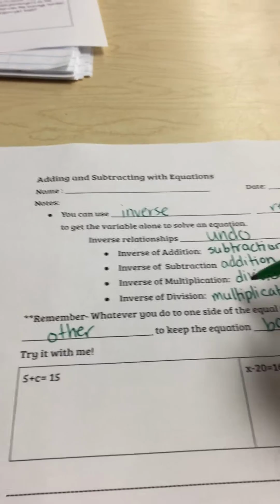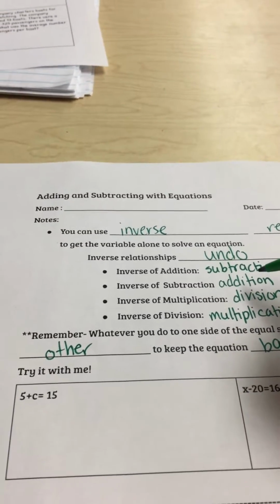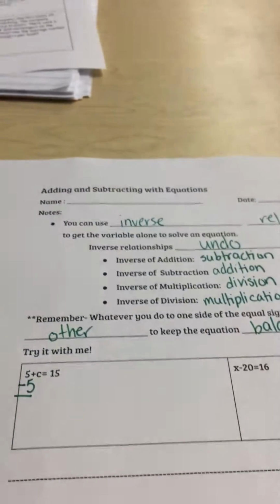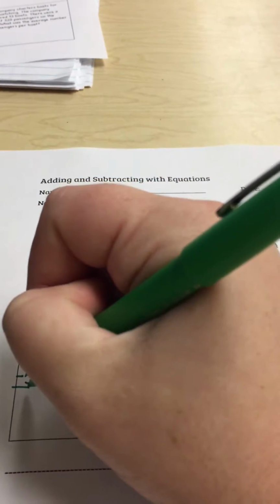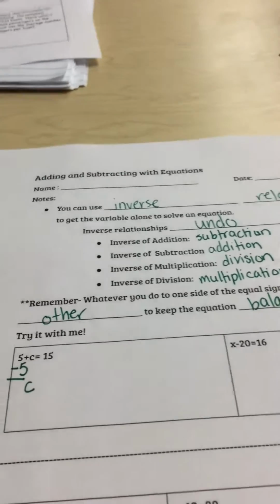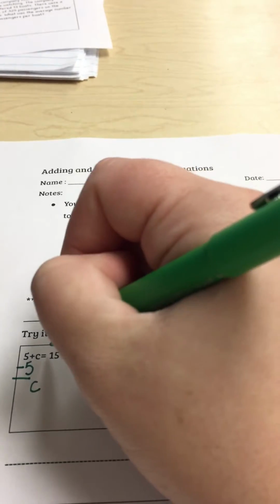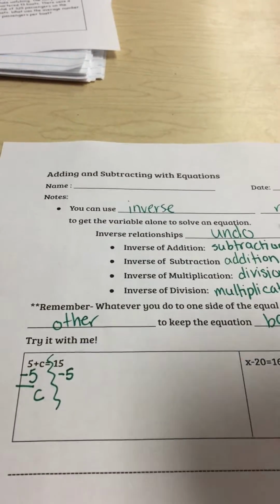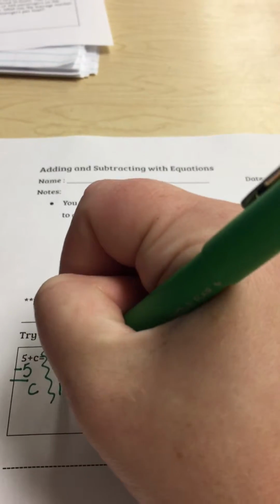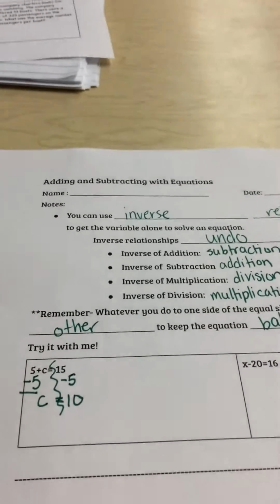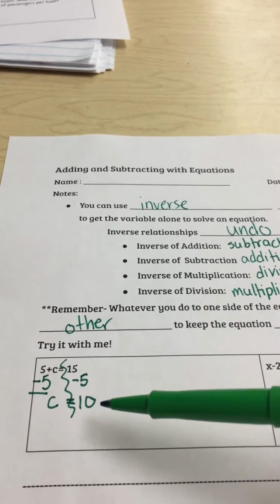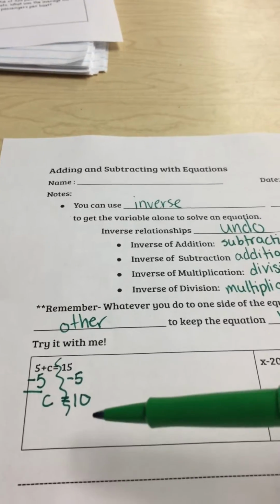Let's go back and look. The inverse of addition, oh, that's right, subtraction. So I would subtract 5 from this side, and I would end up with just c. Now remember, whatever I do to one side, I have to do to the other. If I subtract 5 from the right-hand side, I would end up with 10. And remember, the equal sign was still in the middle. So in this situation, it looks like c equals 10. That would be me solving the equation.